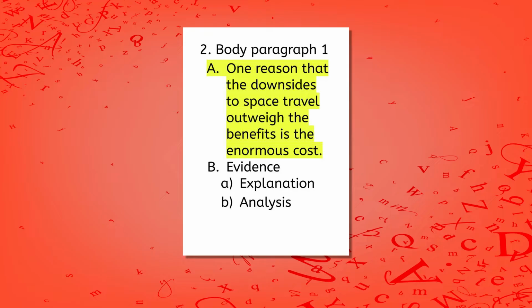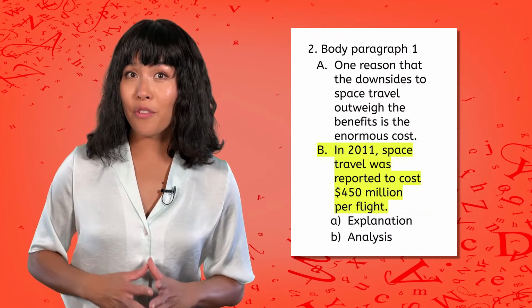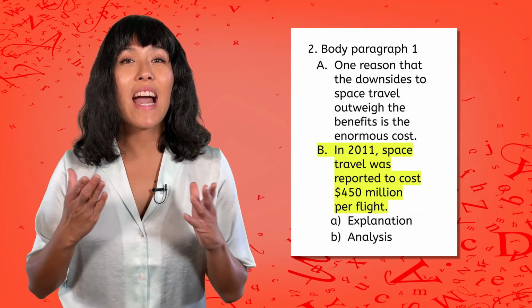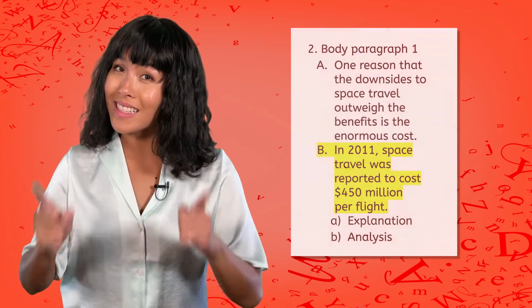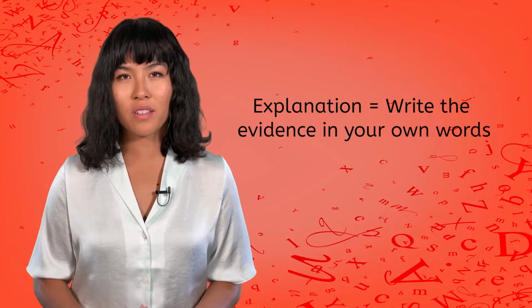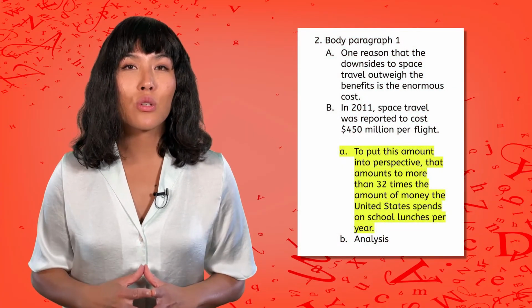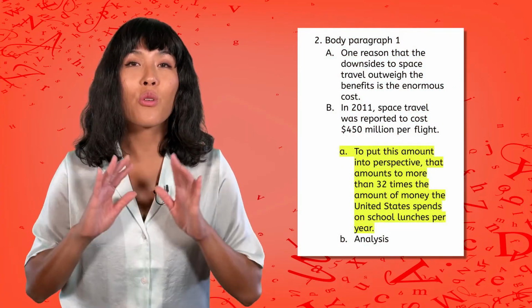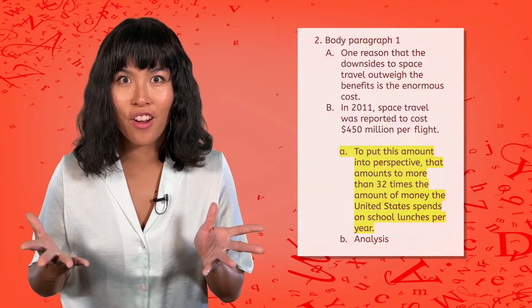Next, we'll fill in our evidence, integrating it with our own words. I'm using an economic fact as my evidence, as you can see. I wrote, "In 2011, space travel was reported to cost $450 million per flight." Now, the first sentence that follows the evidence is called the explanation sentence. The purpose of the explanation sentence is to, you guessed it, explain the evidence in your own words. Based on the research and reading I've done, I'll explain it like this. To put this amount into perspective, that amounts to more than 32 times the amount of money the United States spends on school lunches per year.